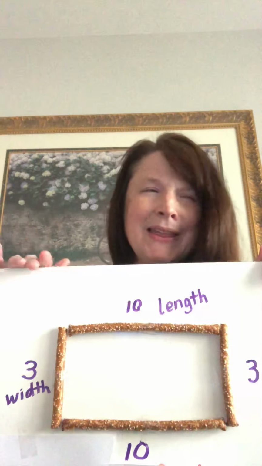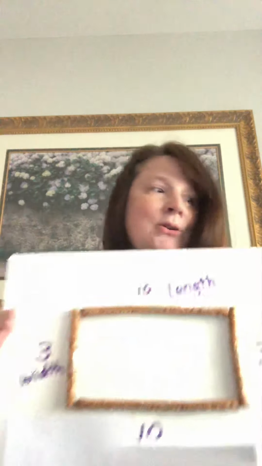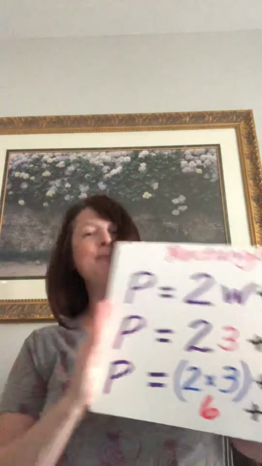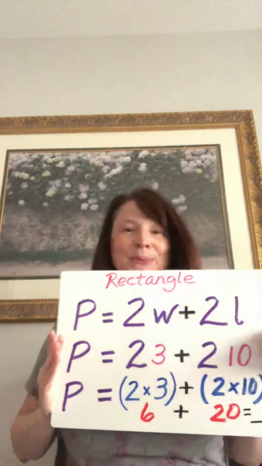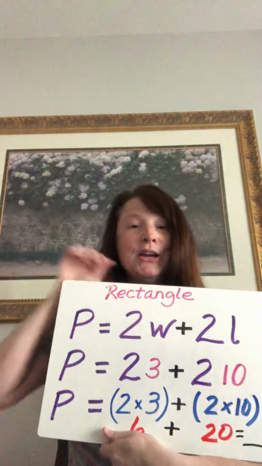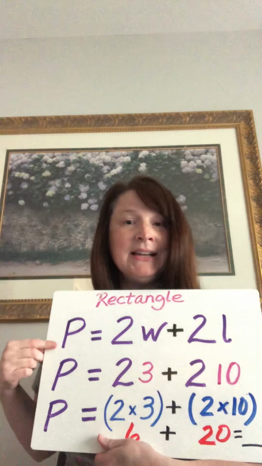There's a slightly more efficient way to do it, which involves some multiplication, but it's easy multiplication. And you know we're always looking for the most efficient way to do things. So the formula for, I kind of think of it as the secret formula, the formula for perimeter looks like this. Now it looks a little complicated, but it's not. So let's go through it. P for perimeter equals 2 times the width plus 2 times the length.